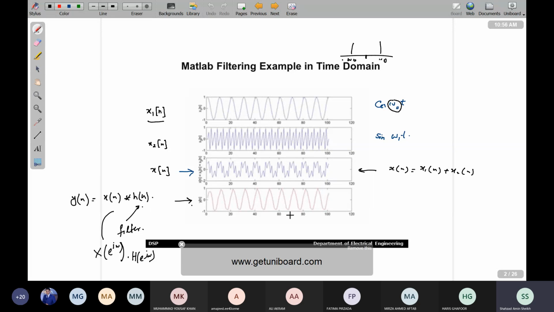Questions, please. That was just to show you what is happening in time domain and what is happening in frequency domain, and you must be visualizing the procedures in both time and frequency domain simultaneously. Any questions, beta?